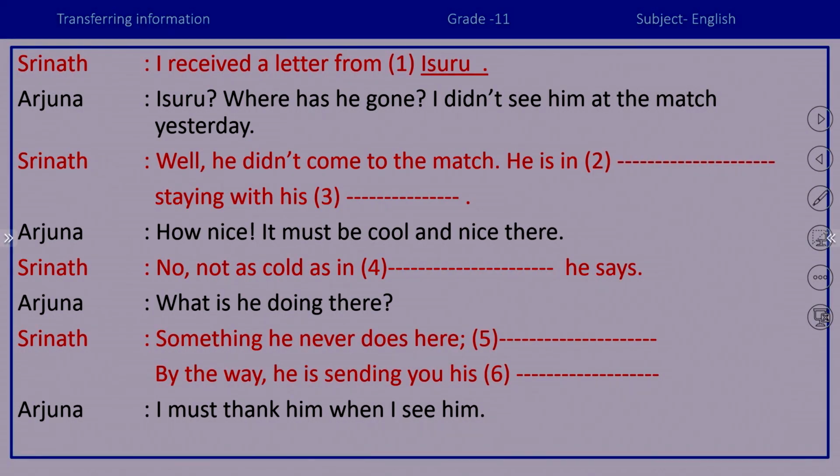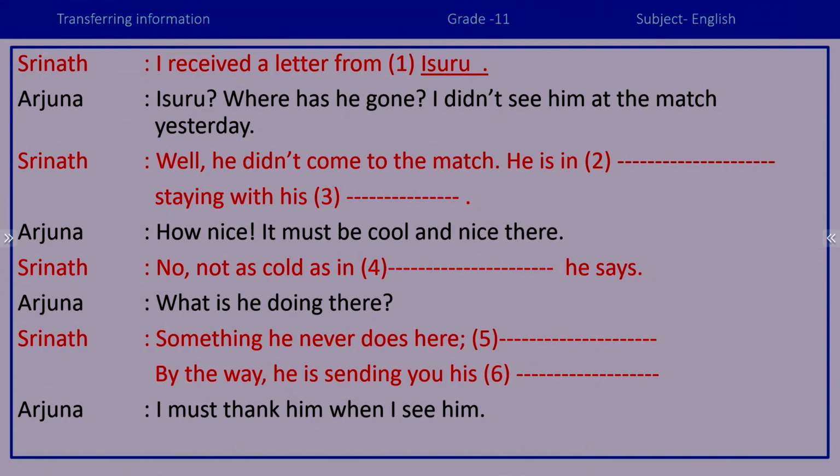Complete the dialogue, but for this dialogue you have to take only one word from that letter. So, first read this and see what are the things that you have to take from the text. First one, the dialogue. Srinath, I received a letter from Isuru. That is the example given. That is another help in the O-level paper. In each question, one answer is given as a help. So, that is the first help.